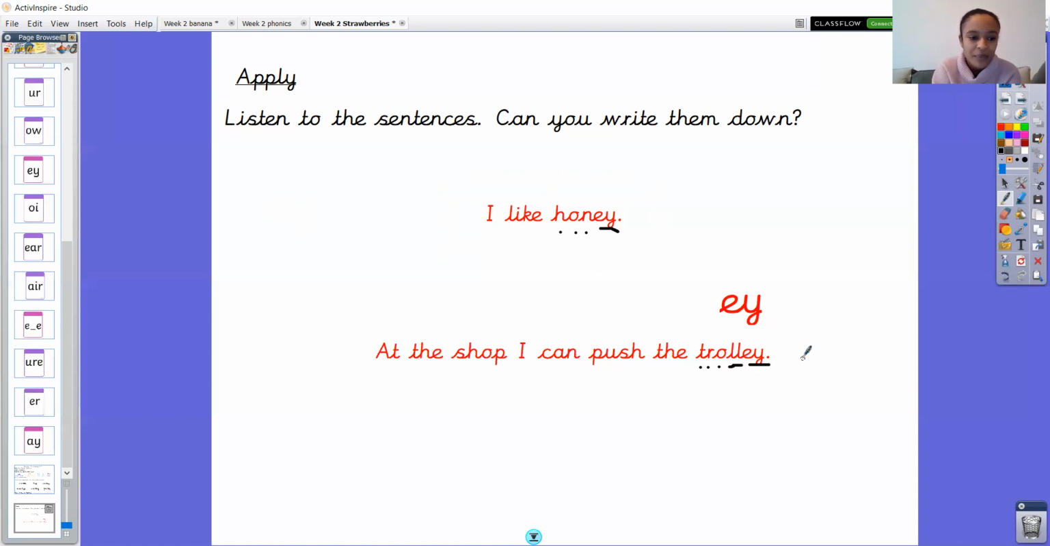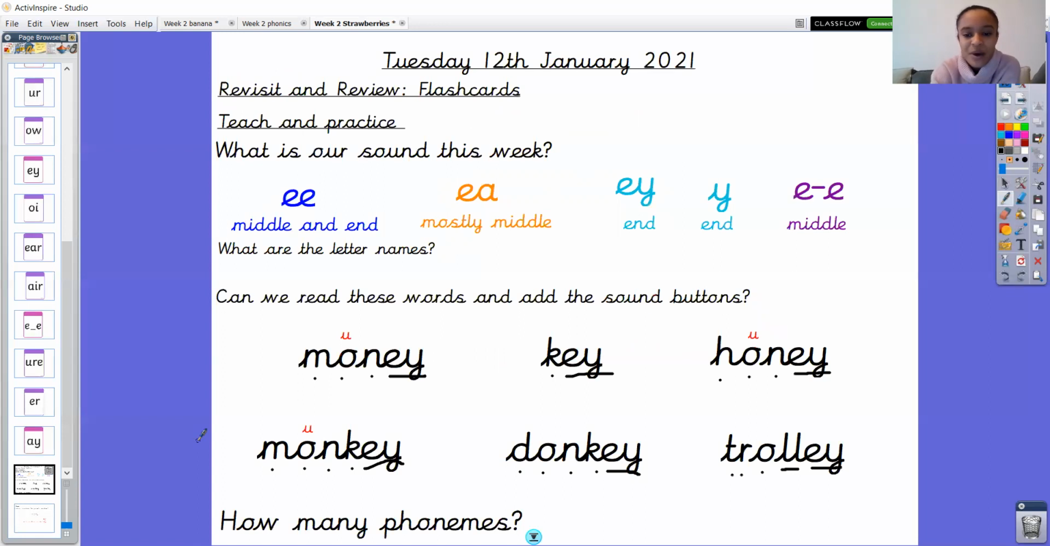So great job, year one. Now, if you fancy yourself one extra challenge, you can choose one of these words and write me another sentence. That's just an extra challenge though, but great job.